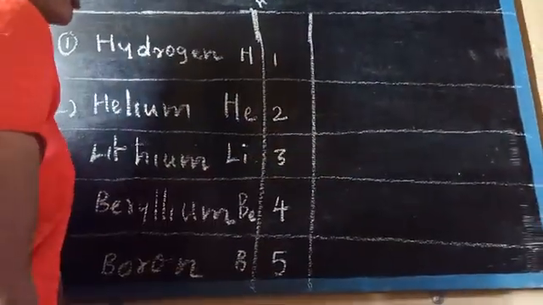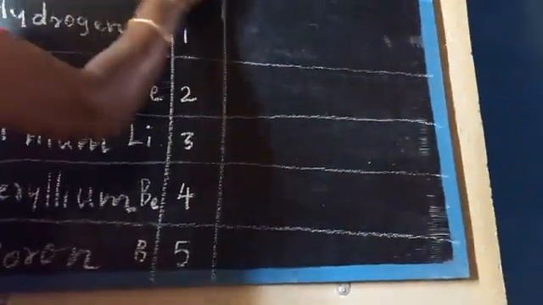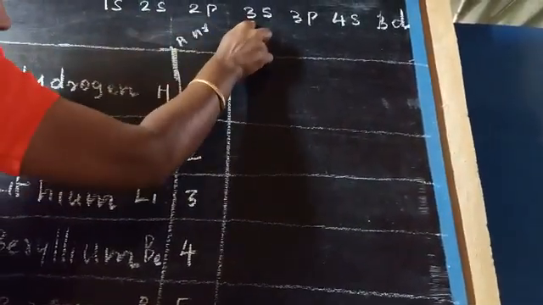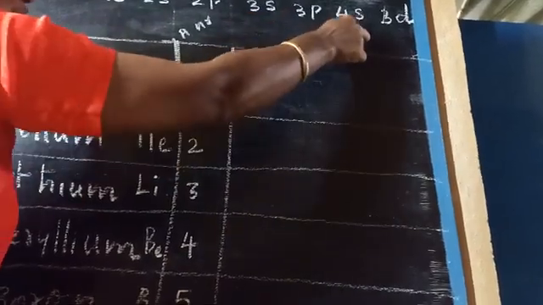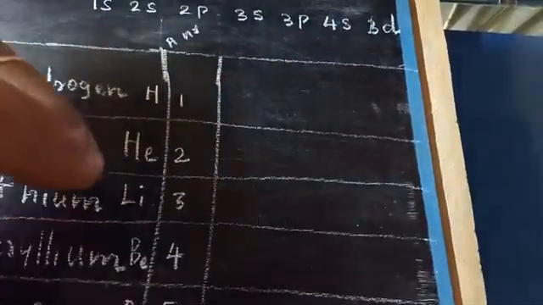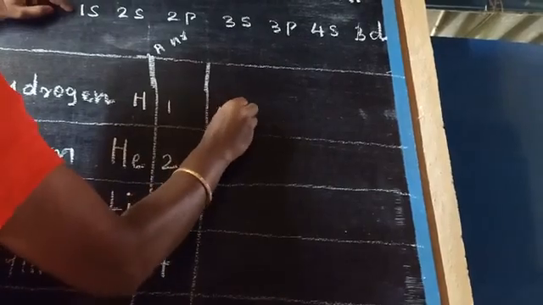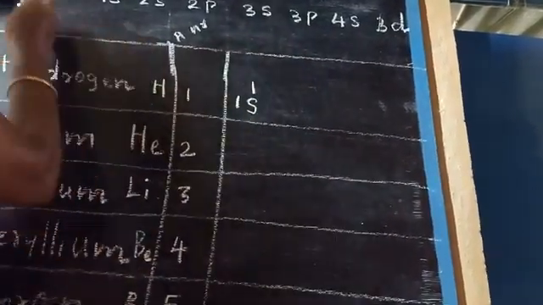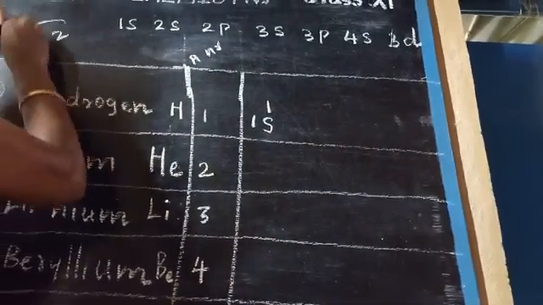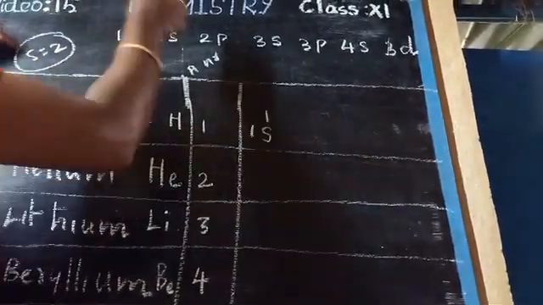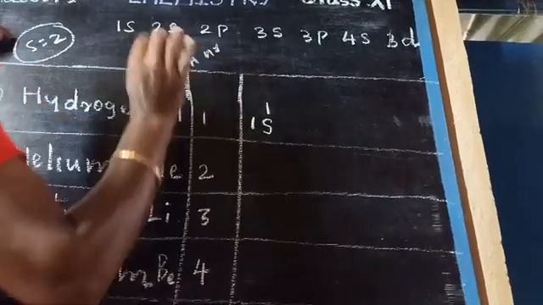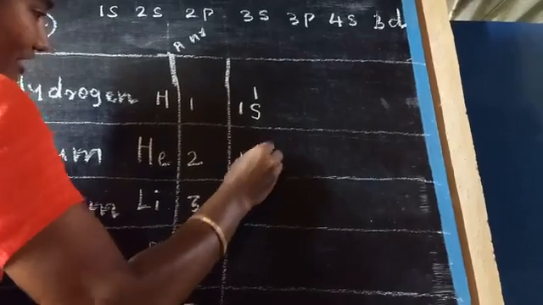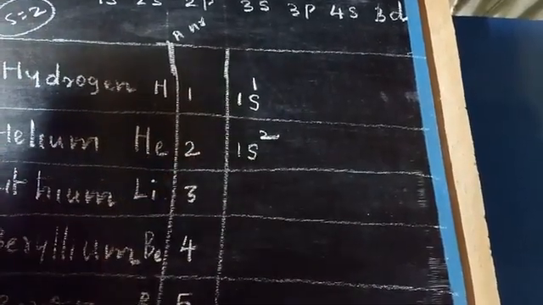Now write the electronic configuration. This is the order. First write 1s, next 2s, 2p, 3s, 3p, 4s, 3d. Okay children, so now you write 1s. Here number of electrons 1. So in the s orbital only 2 electrons can be written. More than 2 go to the next orbital. Now come to the second one, helium, 2. So 1s2, number of electrons 2.